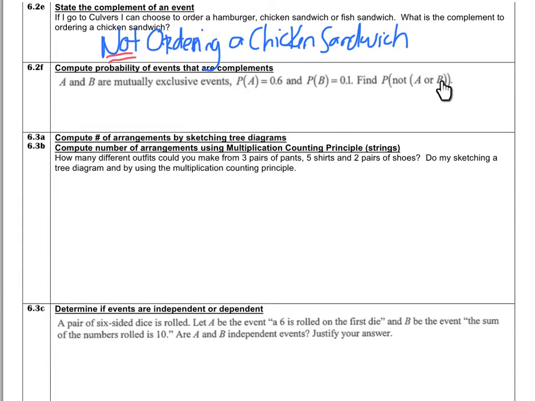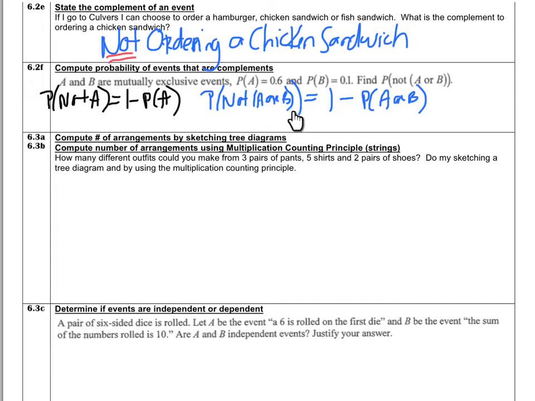So the easiest way to do this for the complement is remember this formula. If you're asked to find the complement, for this case not, but I'm going to say the probability of not A, to find the probability of not A, all you do is take 1 minus the probability of getting A. So why don't I just go ahead and find the probability of A or B. If I find the probability of A or B, I can then subtract it from 1 to get the not component.